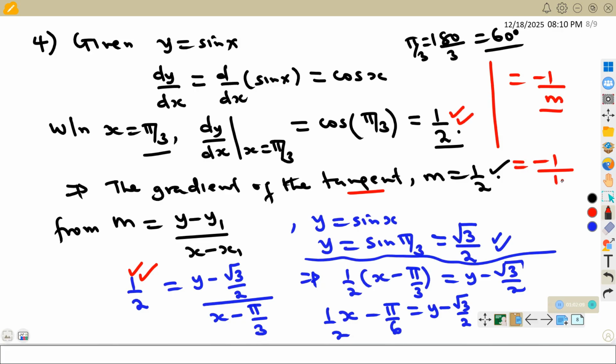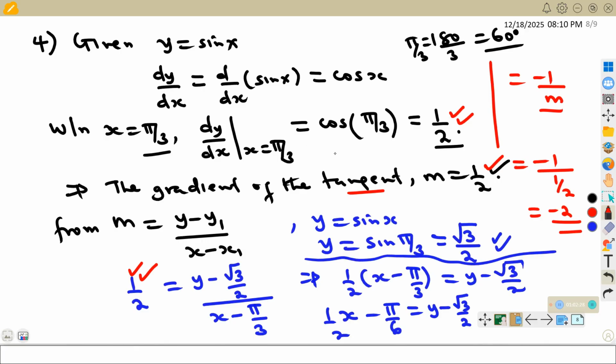So meaning we would have -1 divided by 2, which would give us -2. Instead of using a half, we would use -2. Then you substitute it here, have your y1, have your x1, then substitute, follow the same procedures, and you'll be able to get the answer.